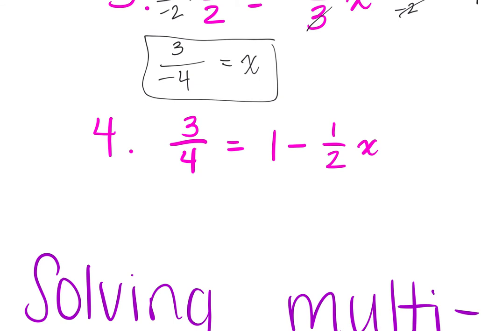What do you guys think I need to do? Grace? Hey, love to see it. How do we cancel out the 1, though? What operation are we going to use? Very good. We're going to subtract 1 from both sides.